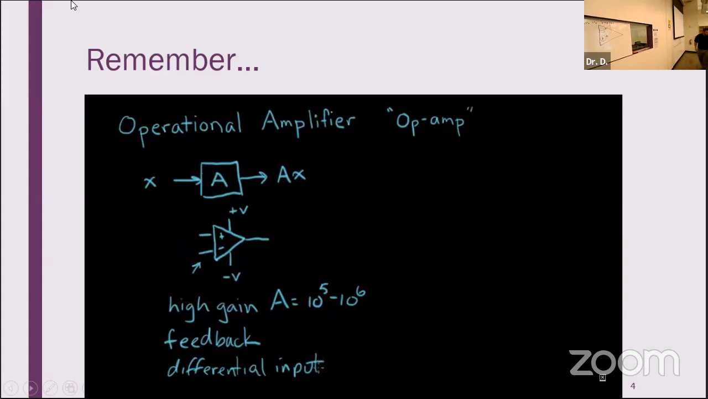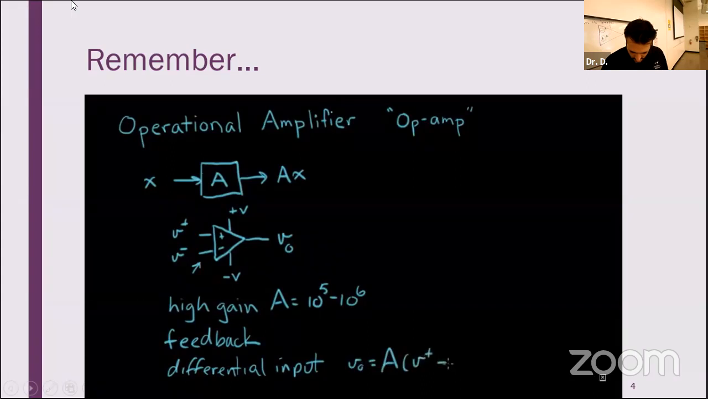And what a differential input means, it says we can label the voltages here. We'll call this V out, we'll call this V plus, and we'll call this input V minus. And differential input means that V out equals the gain times V plus minus V minus. So the output signal here is proportional to the difference in the voltage between these two signals here.